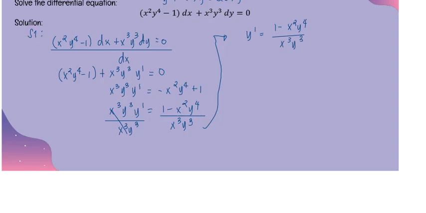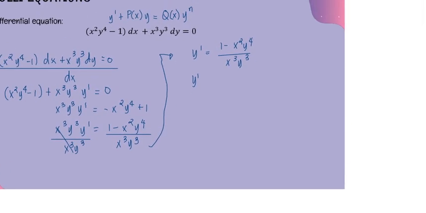y cubed. And then I still have to identify which is our p of x and our q of x. So y prime is equal to, I could separate this one. So 1 over x cubed y cubed minus x squared y raised to 4 over x cubed y cubed. This one can still be simplified. So y prime is equal to 1 over x cubed y cubed minus, x squared over x raised to 3 is just x. So we're left with x on the denominator, and y raised to 4 divided by y raised to 3 is y. So y prime is equal to 1 over x cubed y cubed minus y over x.